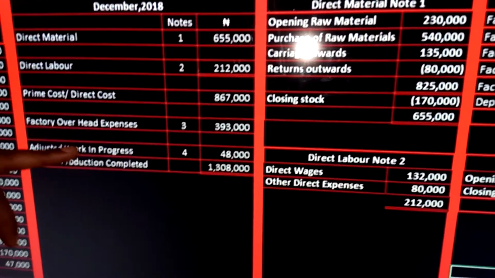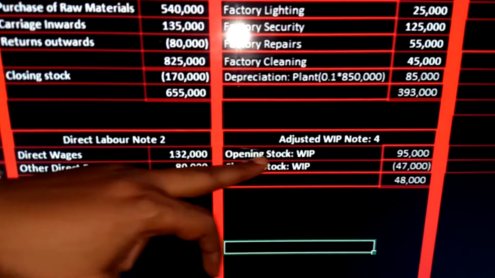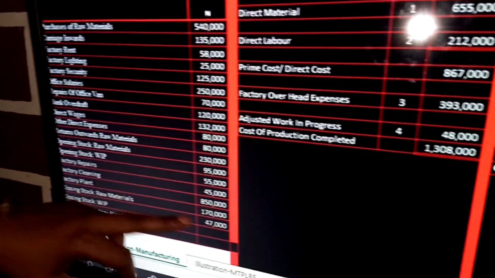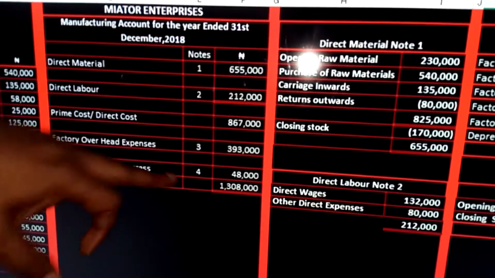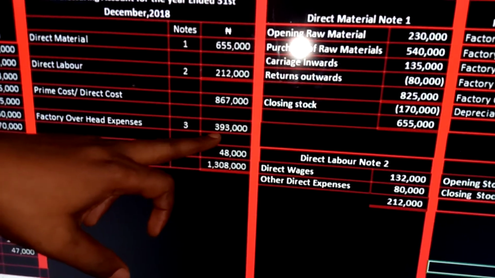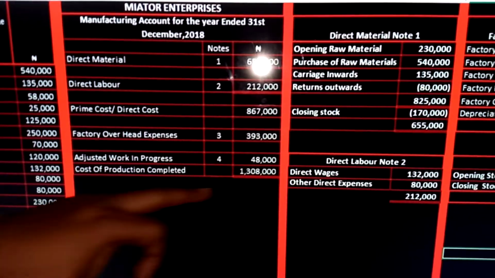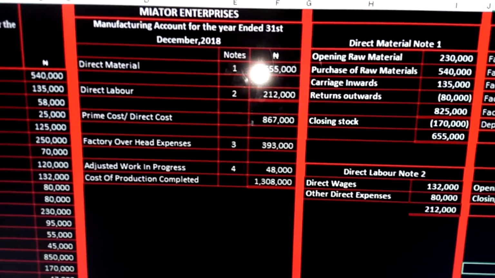Then we have adjusted work in progress. Here, look at it. There's a work in progress note 4. We have opening stock of work in progress 95,000, it's in the question. Here, closing stock of work in progress 47,000 is in the question. So when you minus 47,000 from 95,000, you have 48,000. That's what you have here. So when you add your prime cost to your what? Factory overhead expense, and then to your what? Adjusted work in progress, you have 1,308,000. That is your cost of production completed, or cost of goods produced.